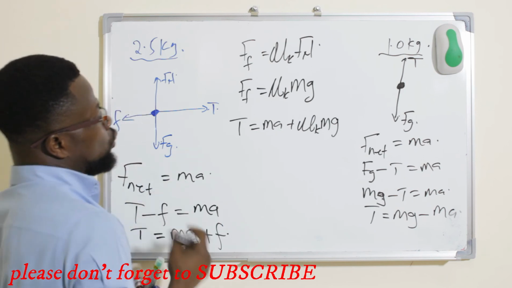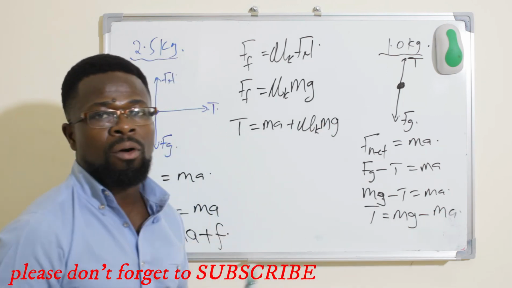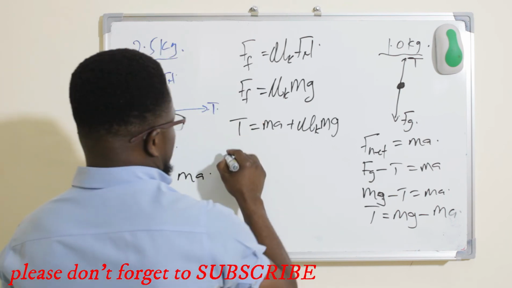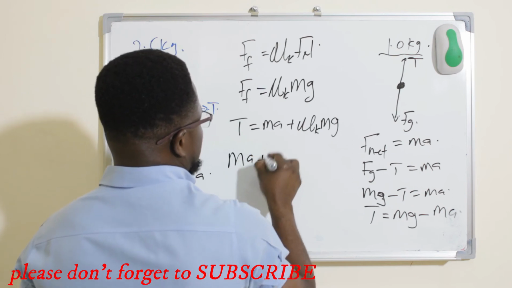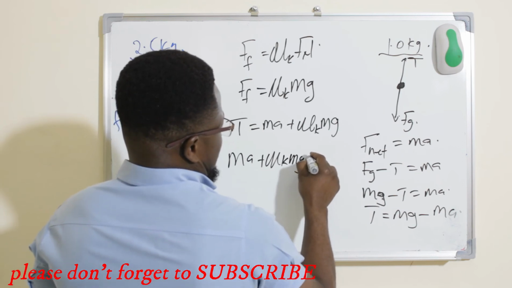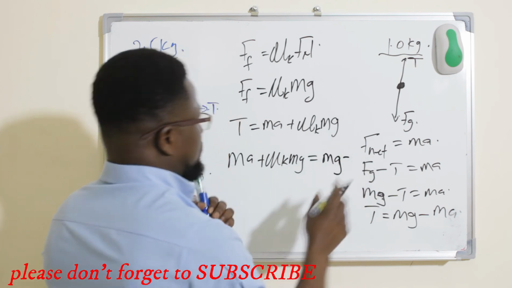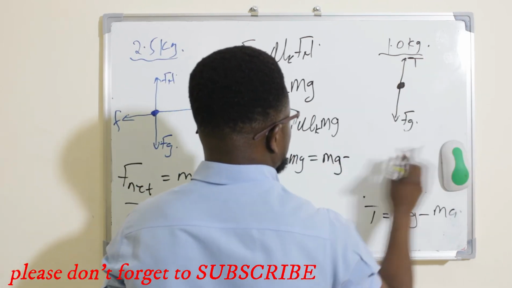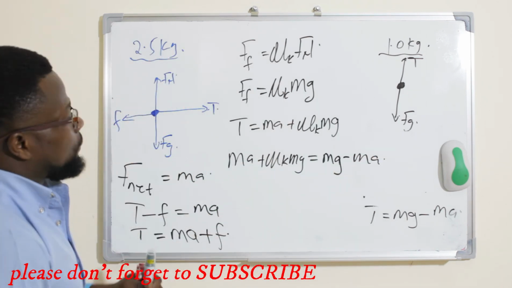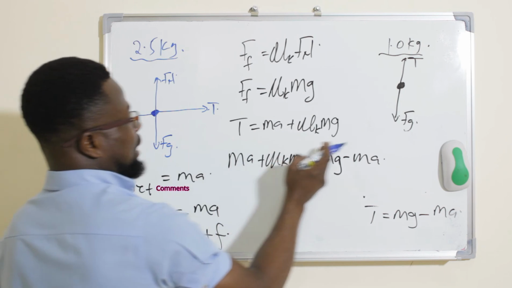So we're going to equate the two and solve them together. This is now equal to this, and then I'll substitute the values and solve for the acceleration. So I'll say MA plus coefficient of kinetic friction times mg is equal to mg minus MA. Now, let's solve from this point. The mass here is different from the mass here, so don't try to cancel out.